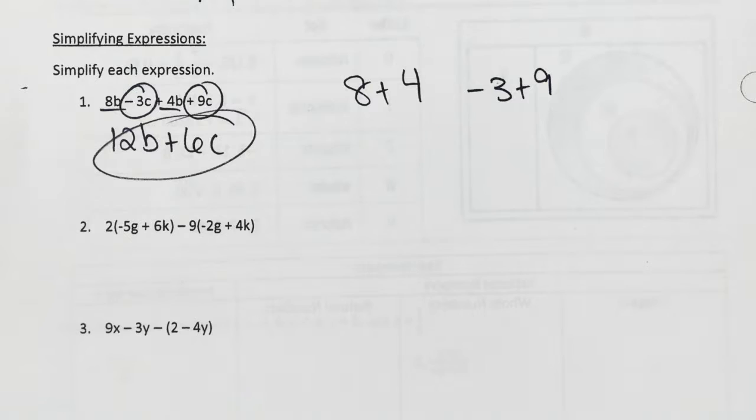All right, find you a partner. Slide your desk over to somebody next to you. Do not go across the room. And we're going to work on 2, 3, and 4. 2, 3, and 4, okay? Slide your desk over to find somebody if you need to.